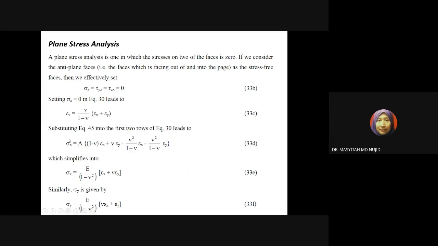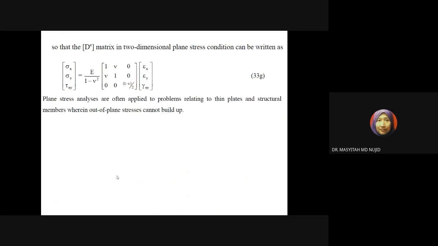And also, when we substitute equation 45 into the first two rows of equation 30, it leads to sigma x being equal to this one, which simplifies into sigma x equal to E over (1 minus nu squared) times (epsilon x plus nu times epsilon y). So when we present it in a matrix in two-dimensional plane stress conditions, equation 33 is derived. The plane stress analysis is often applied to problems relating to thin plates and structural members wherein out-of-plane stresses cannot build up.